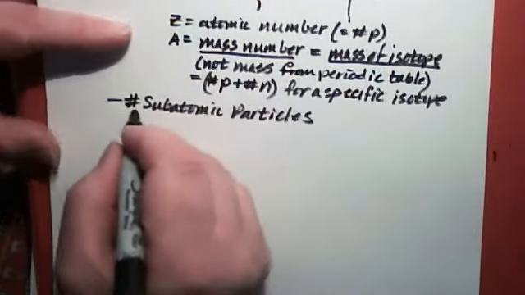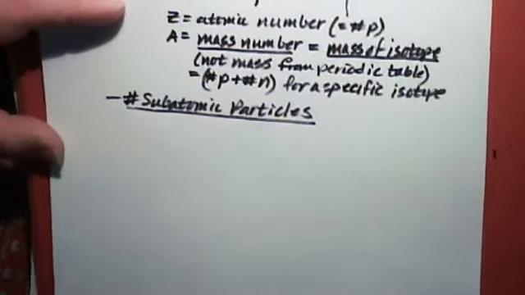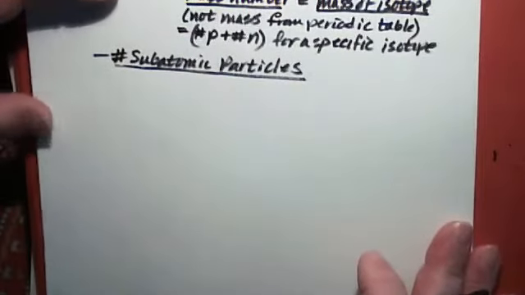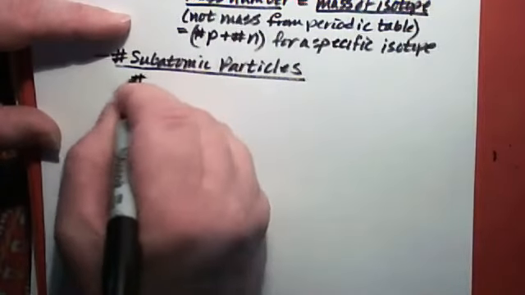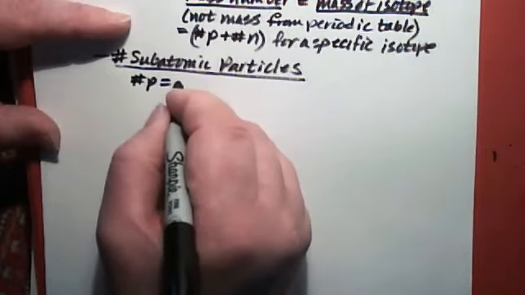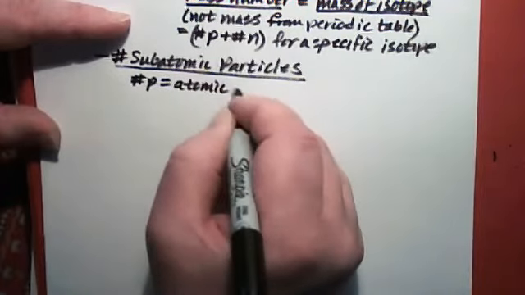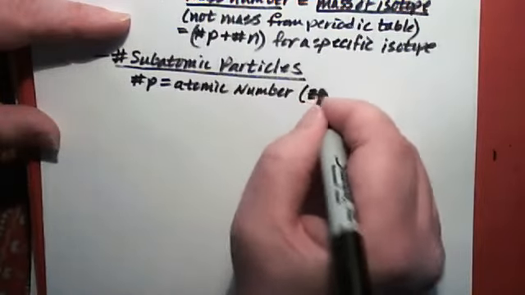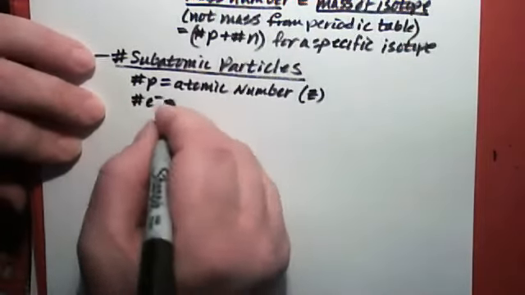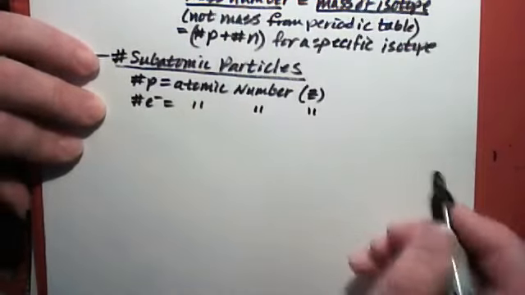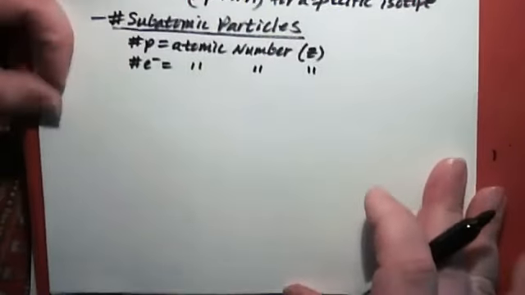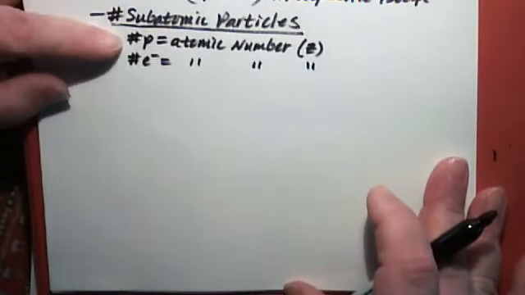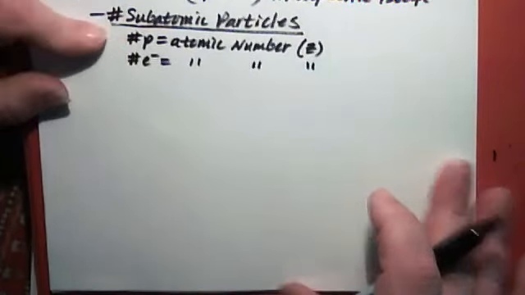Now that we've discussed neutrons, we can actually have a look at finding the numbers of subatomic particles in a specific atom of a specific element. Remember that the number of protons is the same as the atomic number, or Z. The number of electrons in any given atom is also the atomic number, because atoms are neutral overall. So however many positive charges you have, you have to have the same number of negative charges.